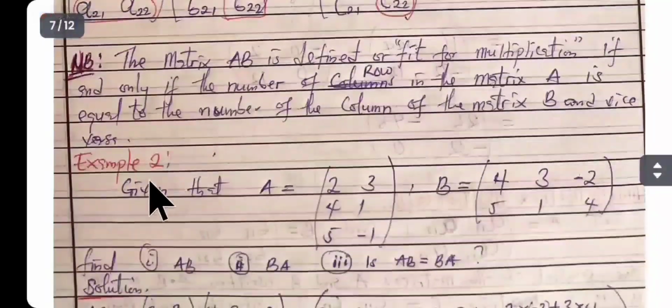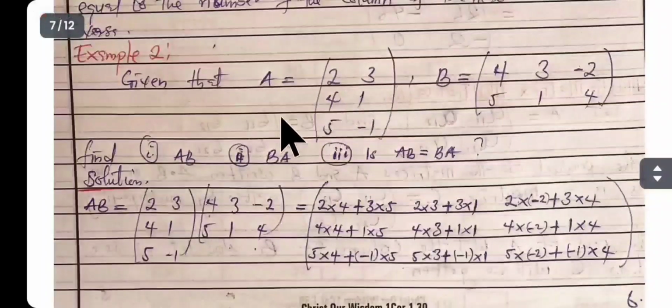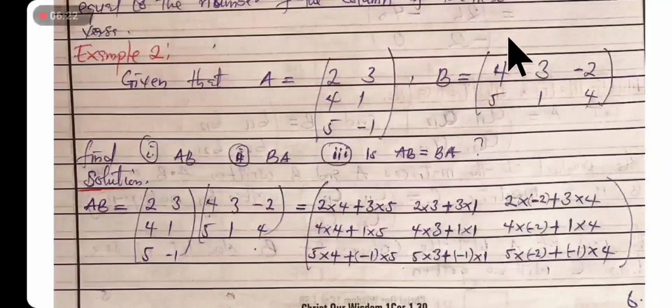We'll look at an example. Look at this example. Given that A is equal to this matrix, this is a 3 by 2 matrix, in the sense that I have 3 rows and 2 columns. So it's a 3 by 2 matrix. And this is what we call a 2 by 3 matrix, because it has 2 rows and it has 3 columns. So it's a 2 by 3 matrix.